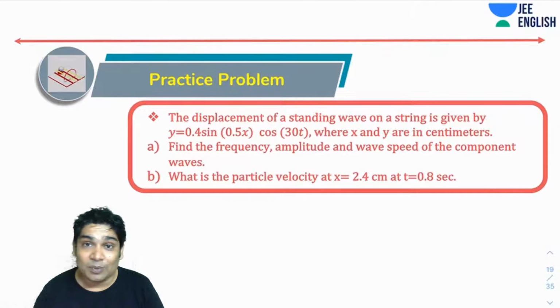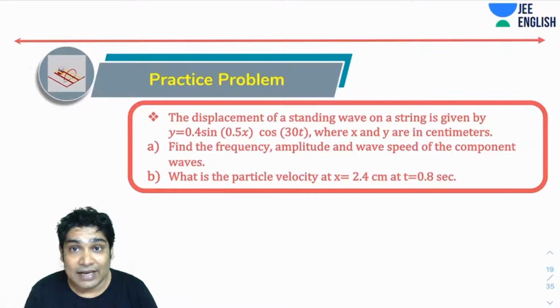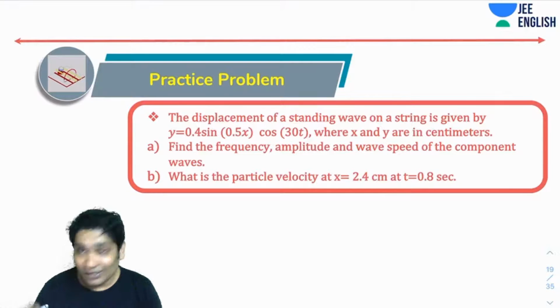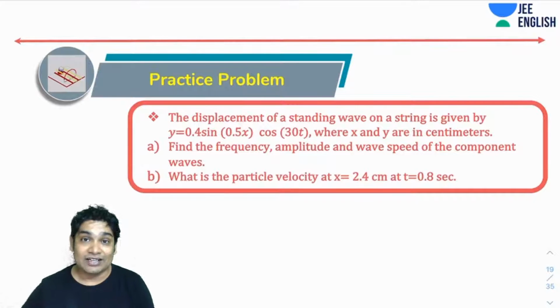Alright, so let's try another problem. The displacement of a standing wave on a string is given by y equals 0.4 sin(0.5x) cos(30t), where x and y are in centimeters. You have to find the frequency, amplitude and the wave speed of the component waves, which would be the two component waves which were forming this standing wave. And you also have to find the particle velocity of a particle located at x equals 2.4 centimeters at t equals 0.8 seconds. So why don't you guys give this a try?